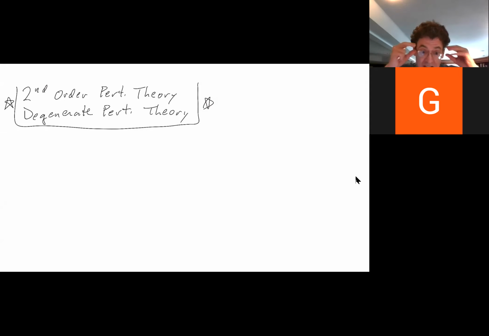So the plan for today is to discuss these two topics, second order perturbation theory and degenerate perturbation theory. Two very nice topics, very related, and so let's just dive into it. So to set the stage, so far we have a situation where we have an unknown Hamiltonian, which is equal to a Hamiltonian that we know, plus some perturbation that we don't know and which confuses us.